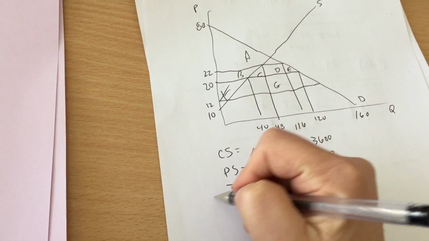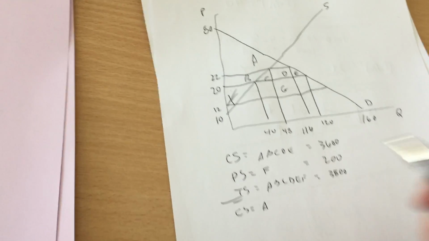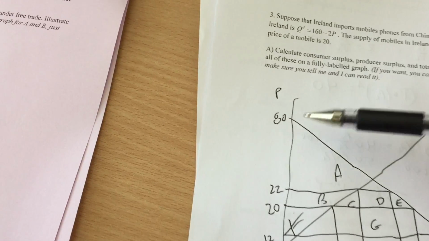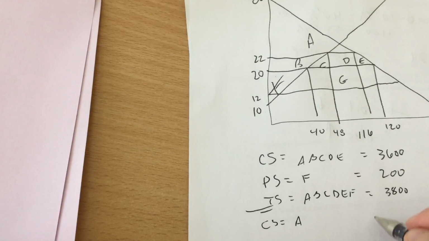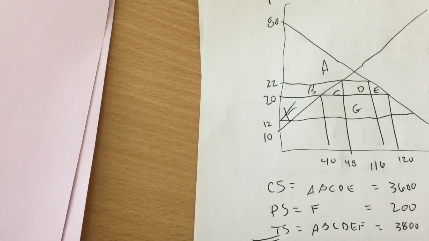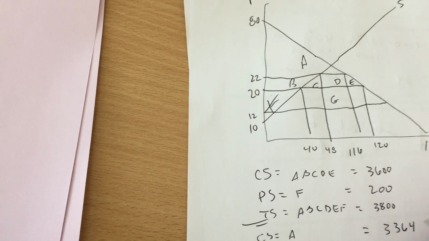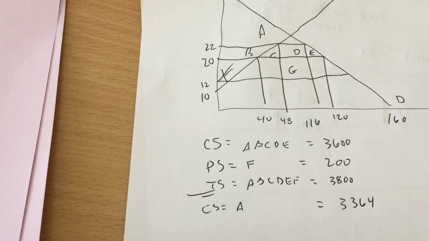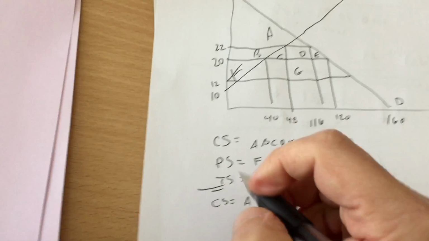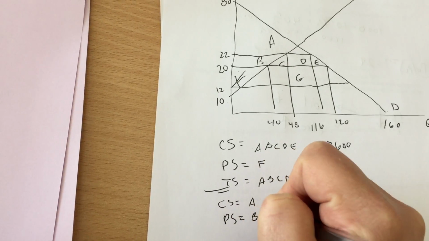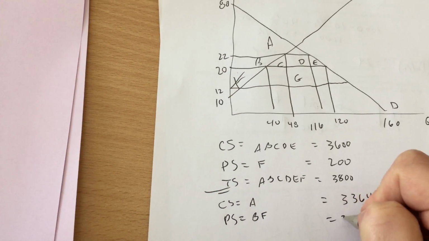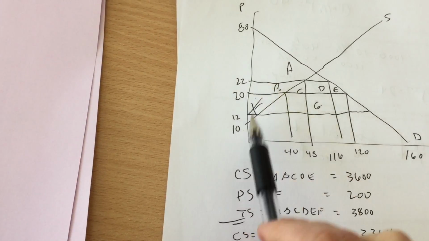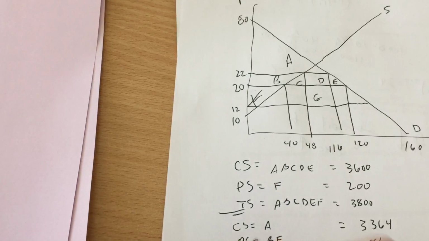So what about under the tariff? Consumer surplus falls to area A. Consumers now have a base of 116 and a height of 80 minus 22, which when you do the math turns out to be 3,364. If you want to see details on how to get the actual calculation, just go to the blackboard, look at the answer key there. Producer surplus goes up to B and F, which is 288, 1/2 of a base of 48 times a height, which is now 10 relative to 22.